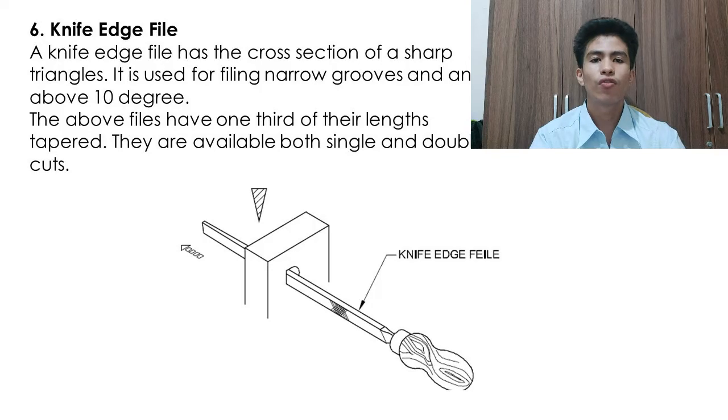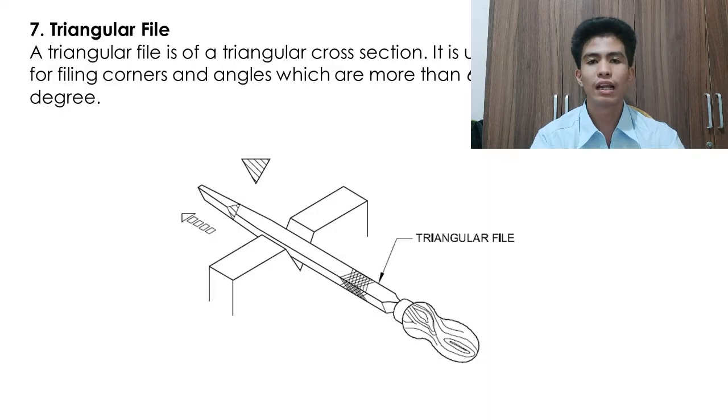And the last type of file tool is the triangular file. It is also known as three-square file. A triangular file has a triangular cross-section and tapers towards the tip, with double cut on both faces. They are very useful when filing tight corners and angles which are more than 60 degrees but less than 90 degrees. The sharp edges allow the file to fit into corners when filing.